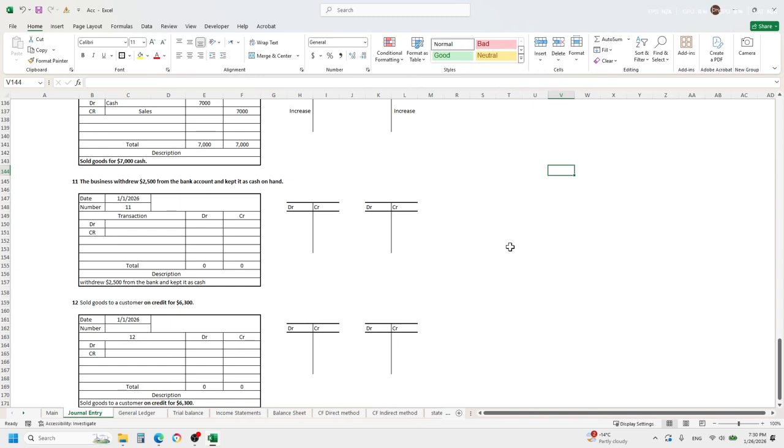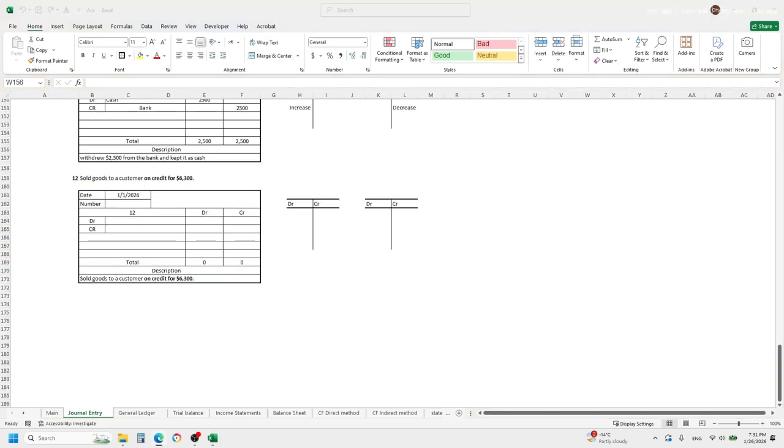Number 11, the business withdraws 2,500 from the bank account and keeps it as cash on hand. Both accounts affected are assets. The bank decreases and the cash increases. So in debit we put cash, and in credit bank, 2,500. Also it's balanced, as it always should be. The asset increases by cash, so we debit, and also an asset decreases by bank, so we credit.